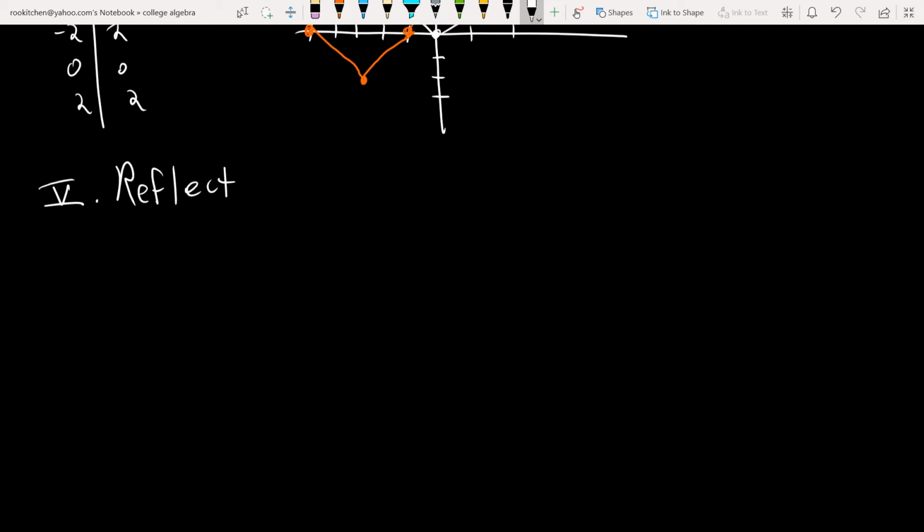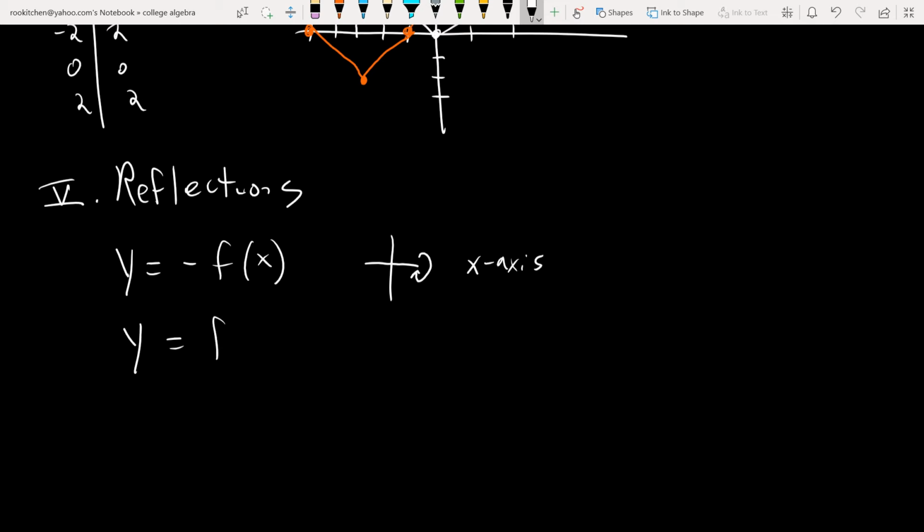Reflections. And the first kind, you're putting a negative on the outside of the function. And what does that do? That's going to do an x-axis rotation. So I'll draw it like this, and then remind you it's x-axis reflection, or rotation if you'd rather. And then if you have the negative somehow on the inside, it's going to do a y-axis rotation. Okay, so you're going to twirl it around the y-axis.